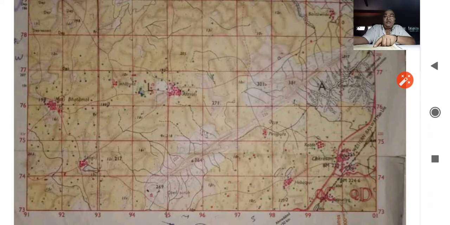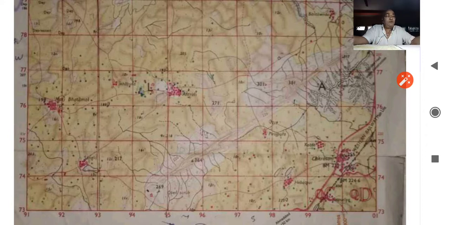Village Antroli, you can see it lies after easting 95 and northing 76. So the 4-figure of village Antroli is 9576. Have you understood? If you have not understood, you can ask me personally.